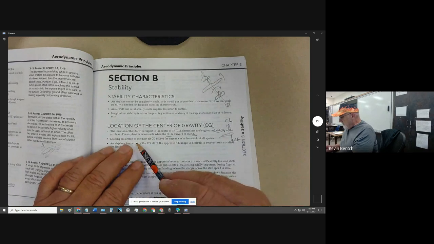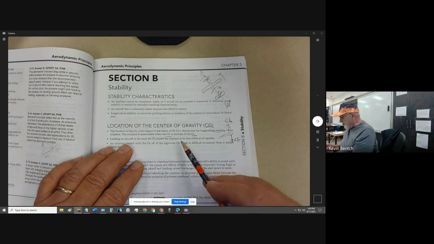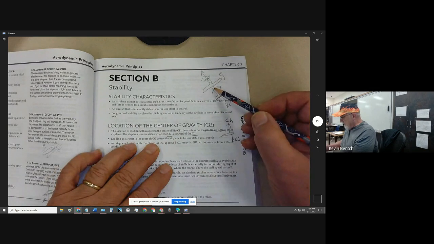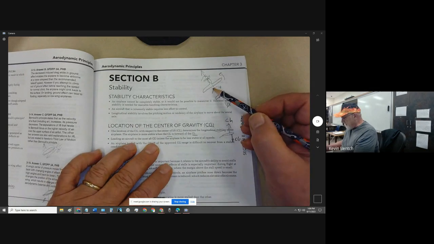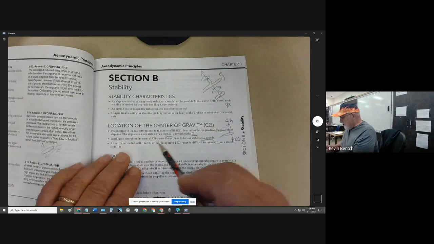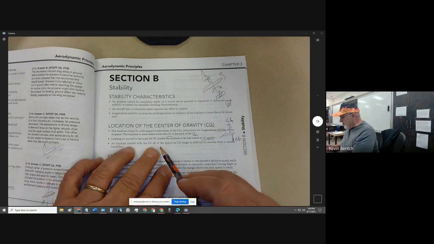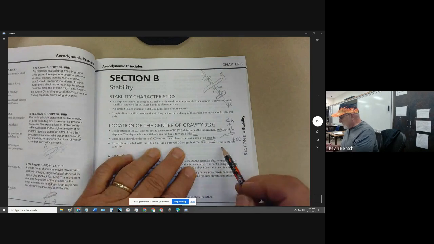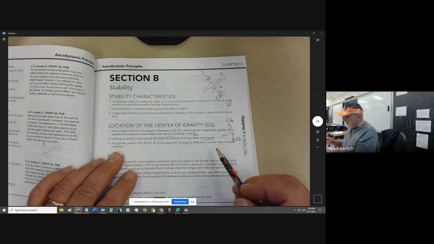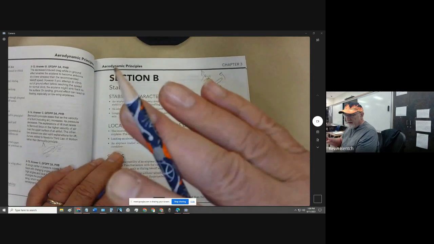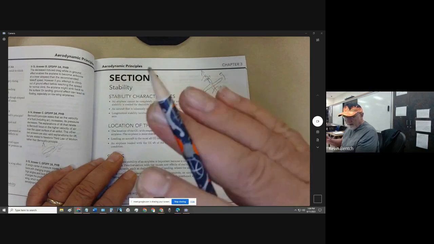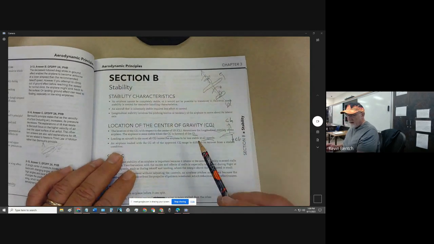Loading an aircraft to the most aft CG causes the airplane to be less stable at all speeds. Well, of course, put a bunch of weight back here, the tail's going to go down. It's not going to be stable at all speeds. An airplane loaded with the CG aft or to back of the approved CG range is difficult to recover from a stall condition. Well, of course, the plane begins to go down in the back, and so you try to use the rudder to bring it up, and the rudder isn't powerful enough to overcome this incorrect loading of the airplane.